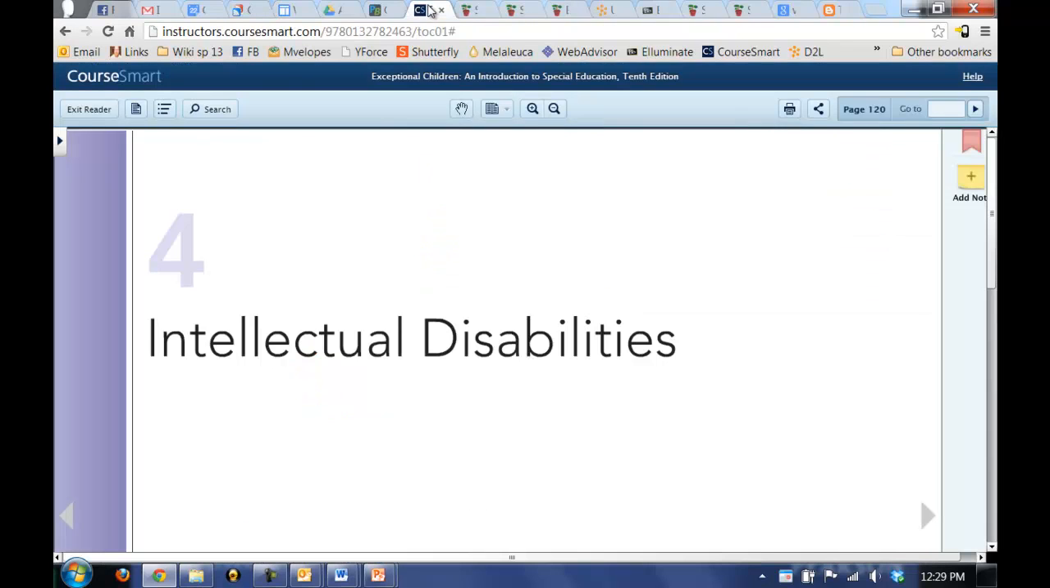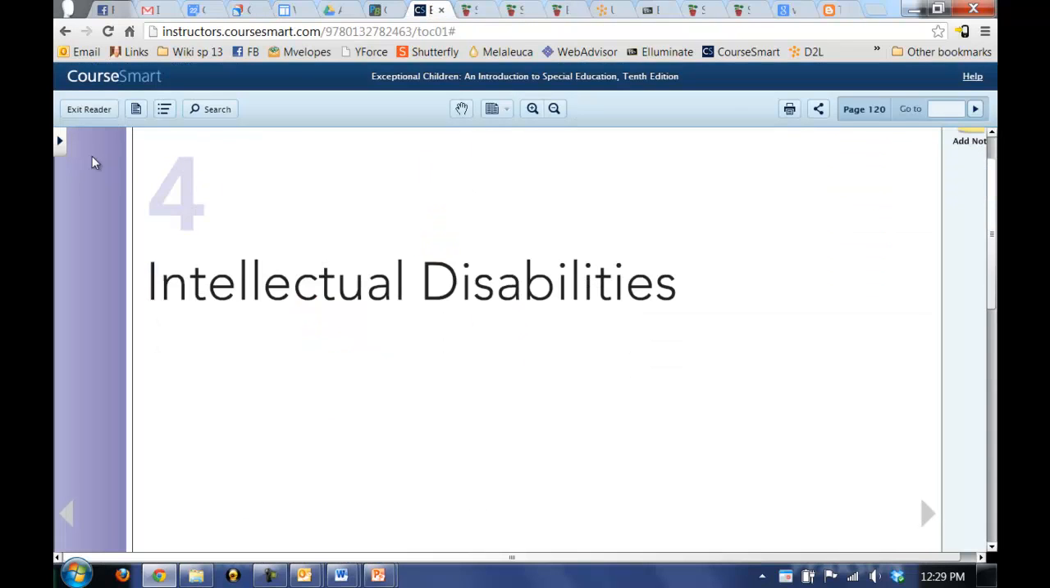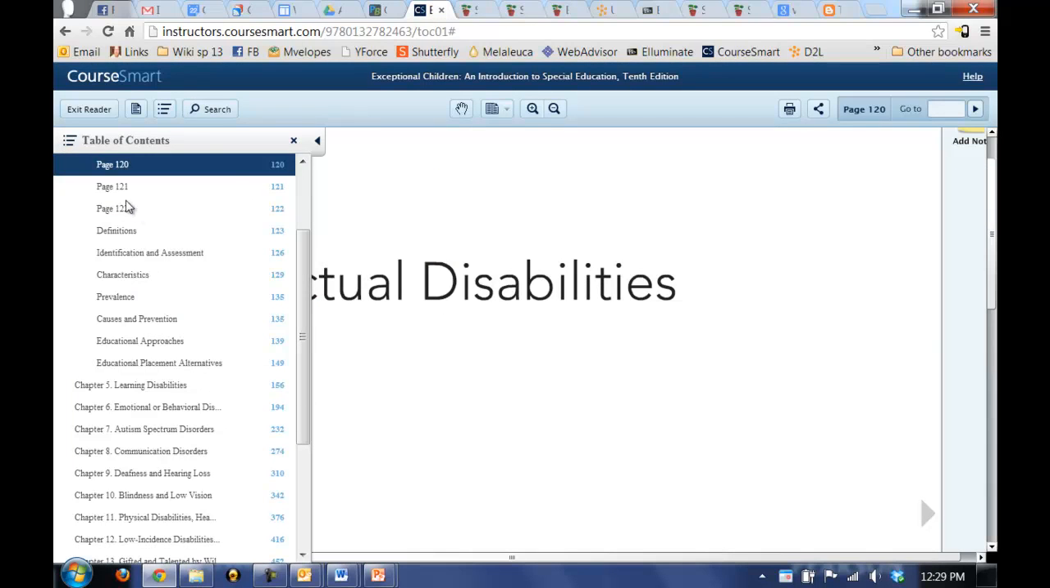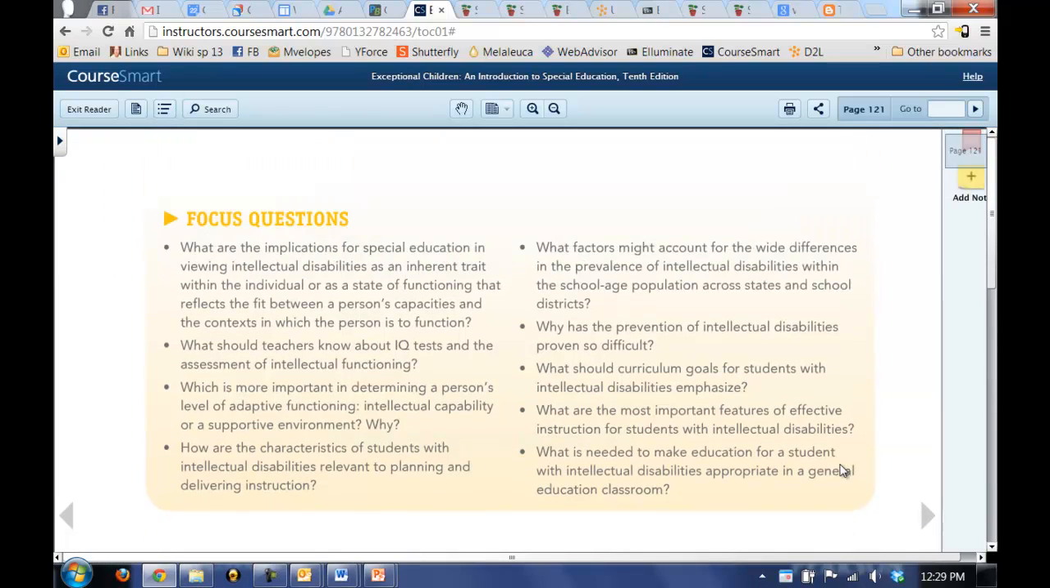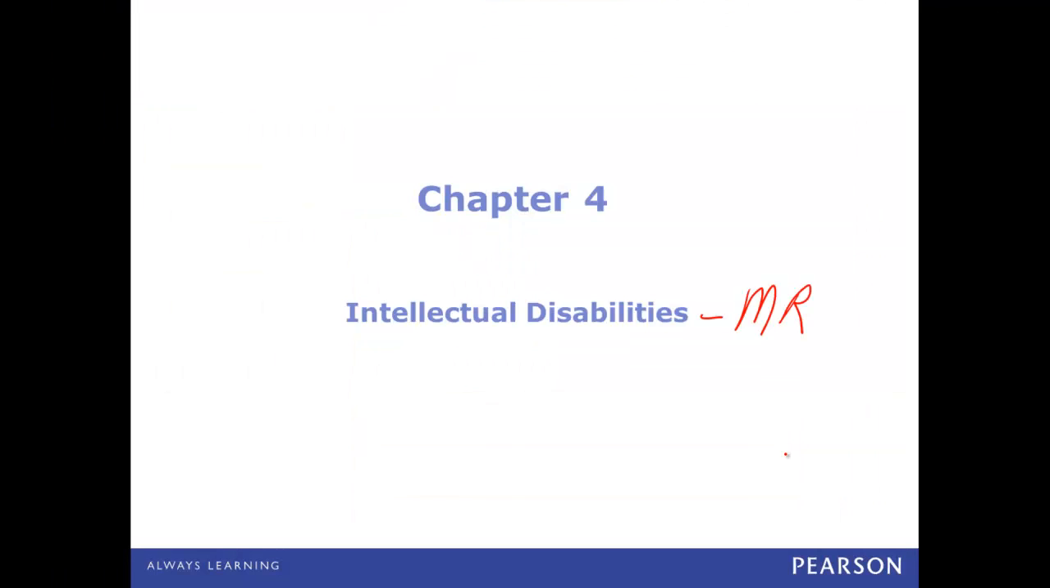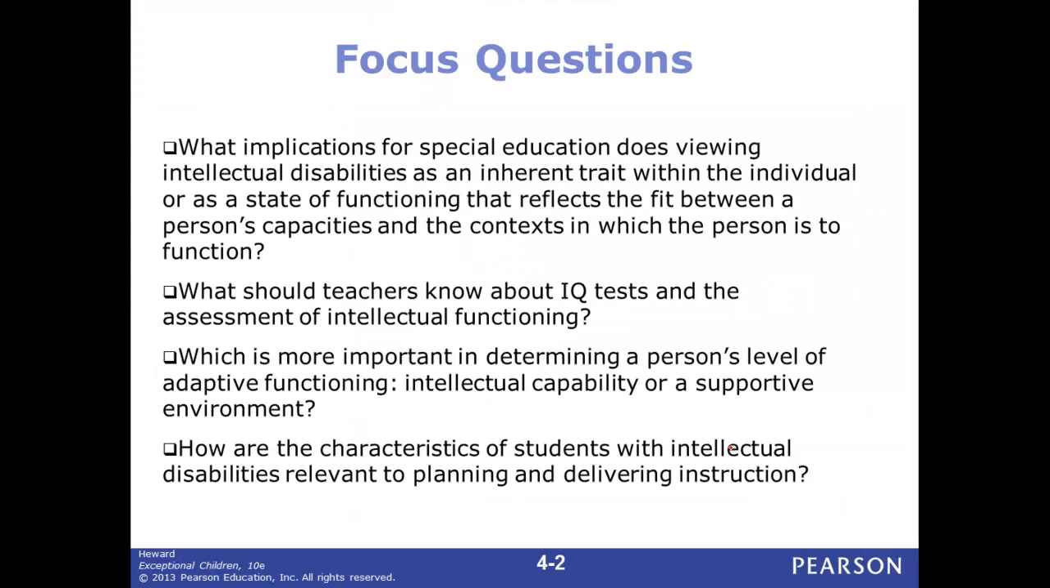So let's take a look at the textbook first on intellectual disabilities, and as I said, this is how it lays out. Let's flip ahead to the focus questions, and they are on the PowerPoint also. What implications for special ed does viewing intellectual disabilities as an inherent trait within the individual or as a state of functioning have? It reflects the fit between a person's capability and the context in which a person is to function. It does a pretty good job here talking about this at the level of functioning ability.